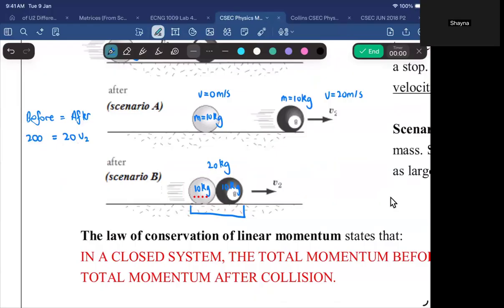So you understand everything we have so far? Yes, sir. So we want to find V2, which is its final velocity. So we'd have to divide both sides by 20. What's 200 divided by 20? Sorry, 200 divided by 20. It was 10, right? 10. Come on, 10.